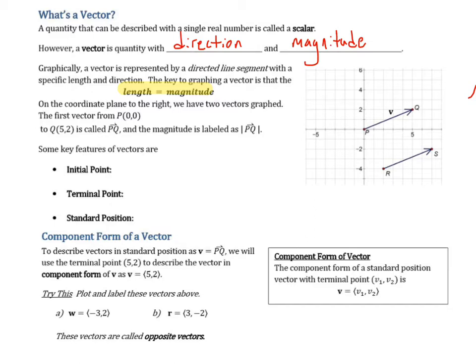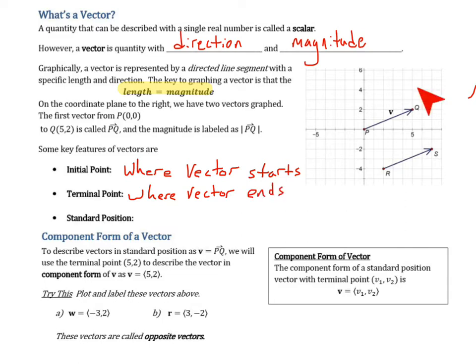Some key features here: this is called the initial point. That's where the vector starts. And we have the terminal point, and that's where it ends. All right. The initial point is always a dot, and where the vector ends, the terminal point, that's always going to be an arrow. All right. So initial point, terminal point, initial point, terminal point.